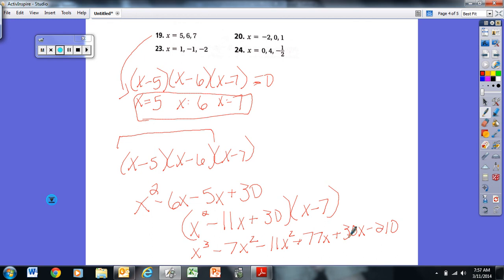I'm still not in standard form yet. I still have to combine like terms. So the x cubed doesn't have any like terms. Negative 7x squared and negative 11x squared is negative 18x squared. 77x and 30x is 107x, sorry. Minus 210. So it's in standard form, has 4 terms, and if I were to solve this polynomial, if I were to put it on a graph and see where it crosses the x-axis, it would cross at 5, 6, and 7. Okay, let's try another one.